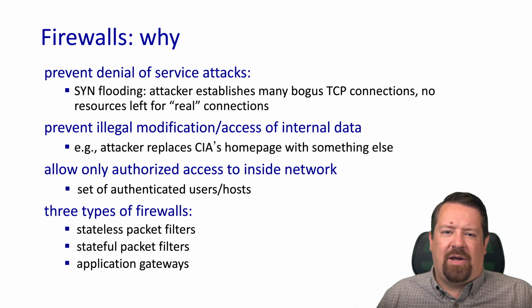And we can break firewalls down into three categories: stateless packet filters, stateful packet filters, and application gateways. These are roughly in order of complexity, where as you go down that list, the mechanisms of the firewall become more complicated and more CPU intensive, and may also have a greater impact on the performance of the network.